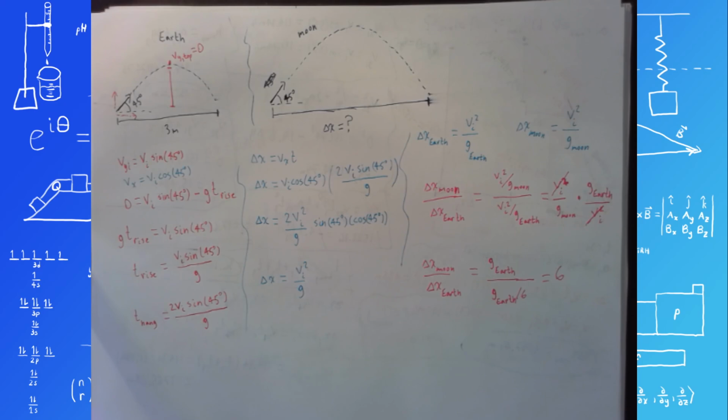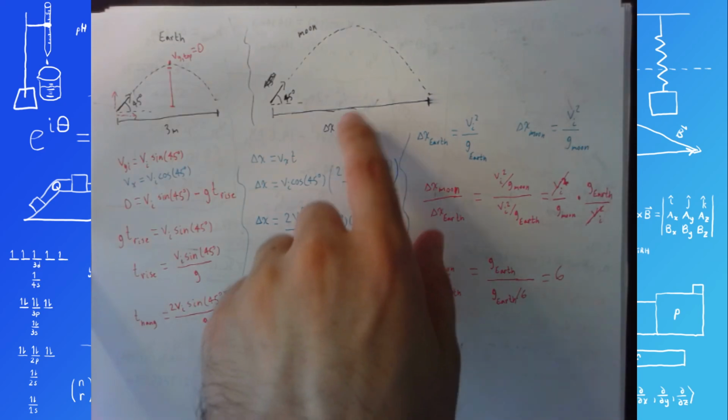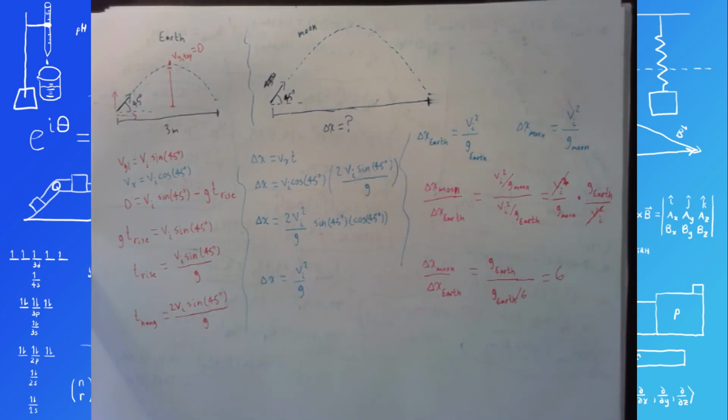Okay, so the distance is just inversely proportional to the acceleration due to gravity. At twice the gravity, you travel half as far horizontally. At 1/5 of the gravity, you travel 5 times as far, and so on. That is what we get from this. And that takes care of that problem.